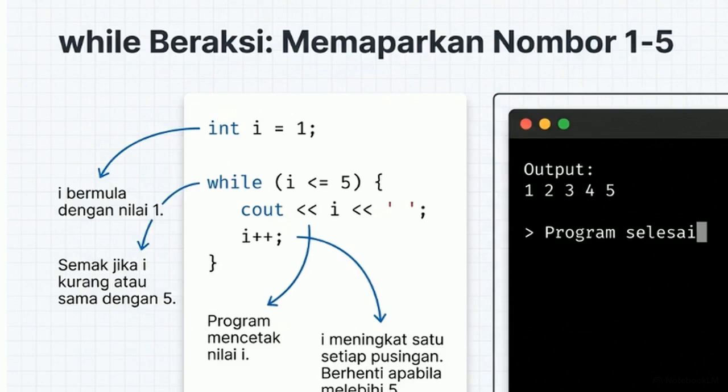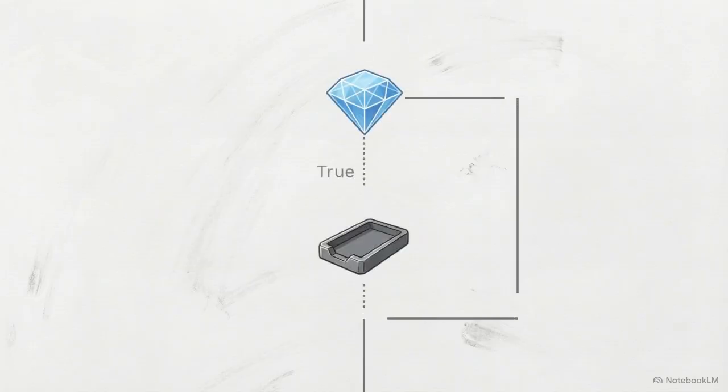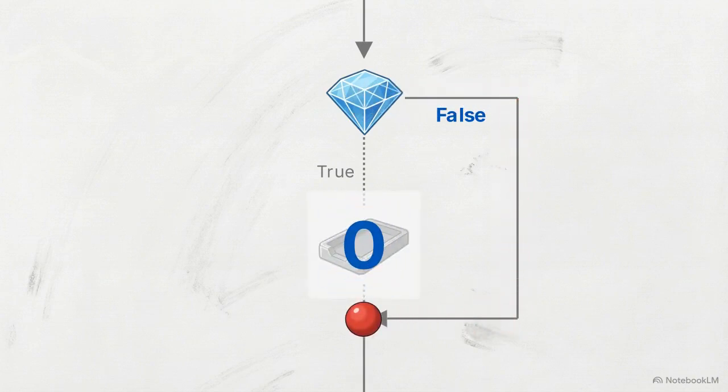In C++ syntax, the while keyword and its condition sit right at the top of the block. It acts as a gatekeeper, standing directly in front of the count, or print command, nested inside. Because of this top-down structure, if your starting condition is false from the very first millisecond, the loop is completely bypassed. The code inside runs 0 times.